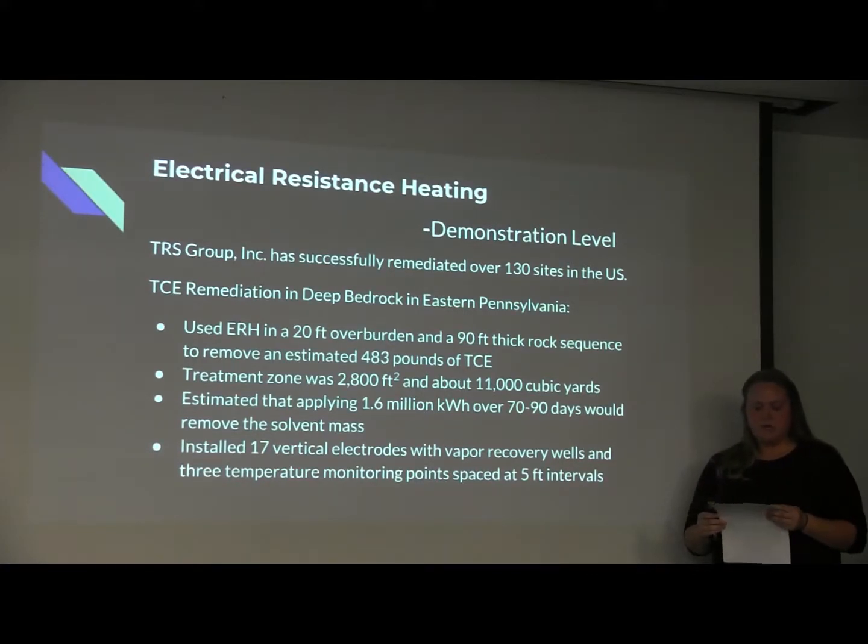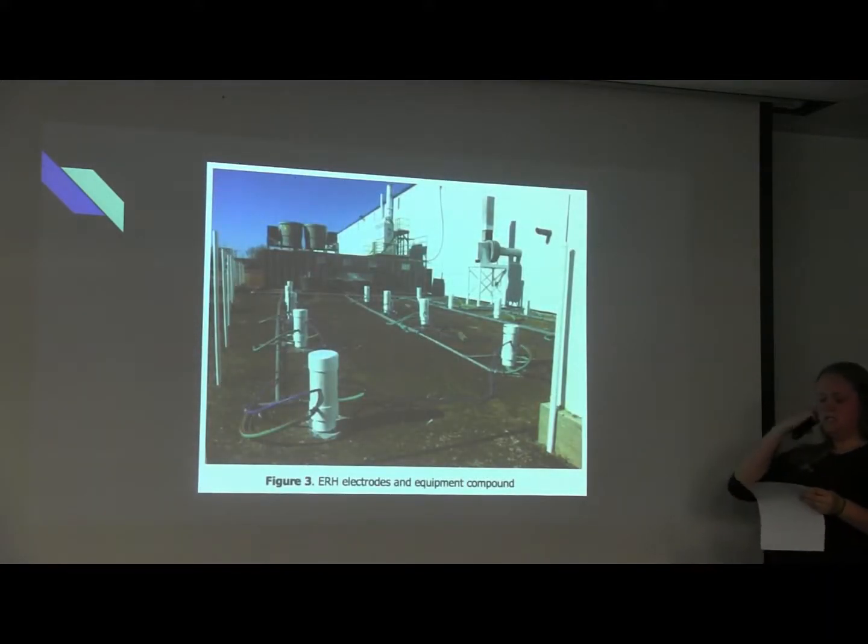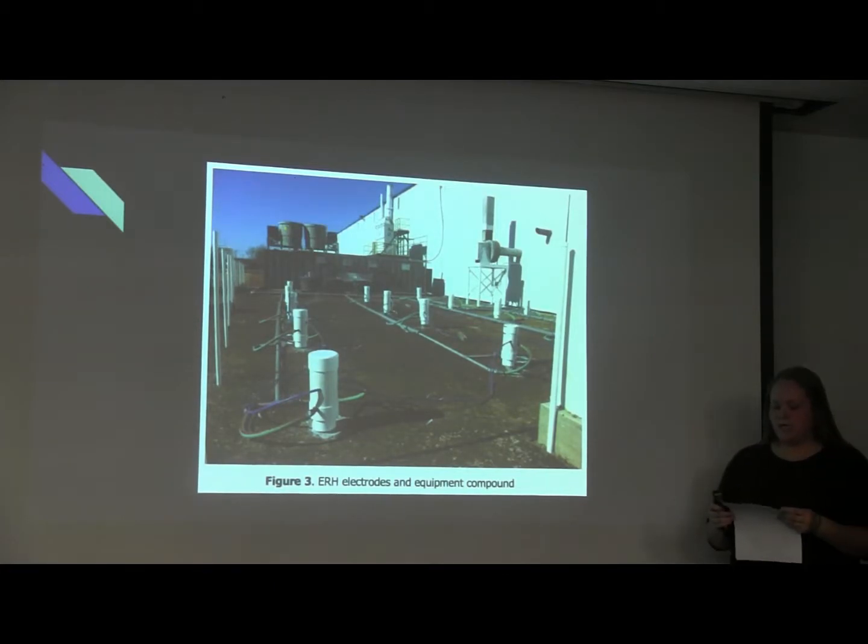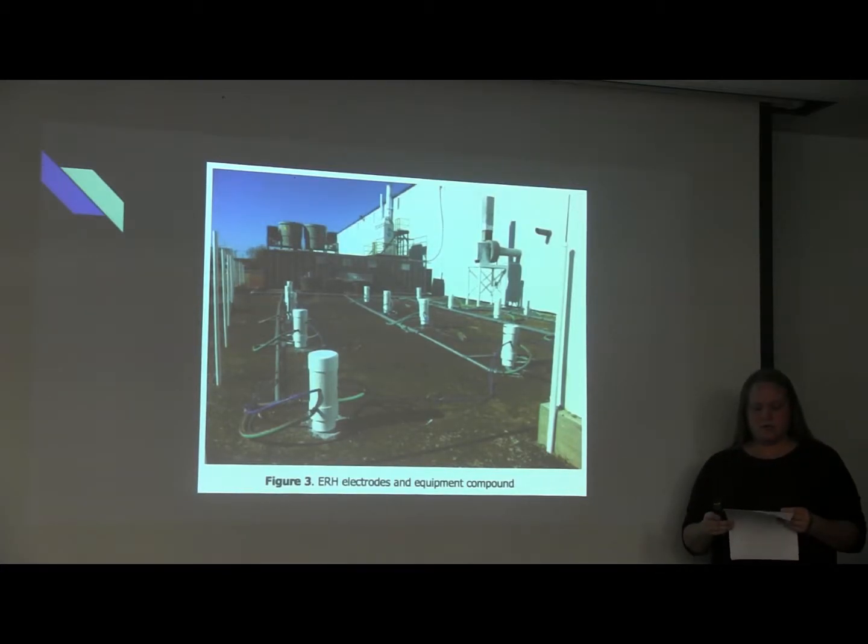They installed 17 vertical electrodes with co-located vapor recovery wells and 3 temperature monitoring points spaced at 5-foot depth intervals. This is just a picture of the remediation zone, and they estimated that applying 1.6 million kilowatt hours of energy over a 70-day to 90-day period would remove the estimated mass. The consultant who represented the property owner performed routine sampling of recovered vapors using a photoionization detector and a collection of vapor samples for lab analysis.